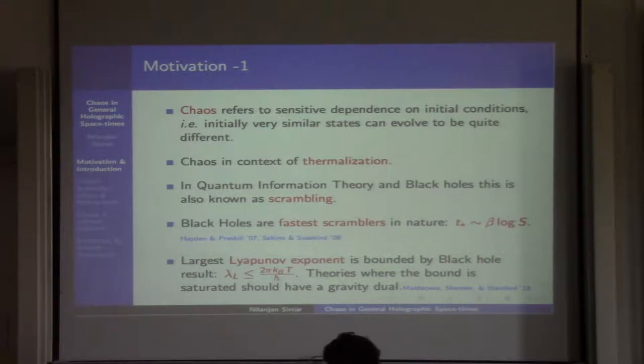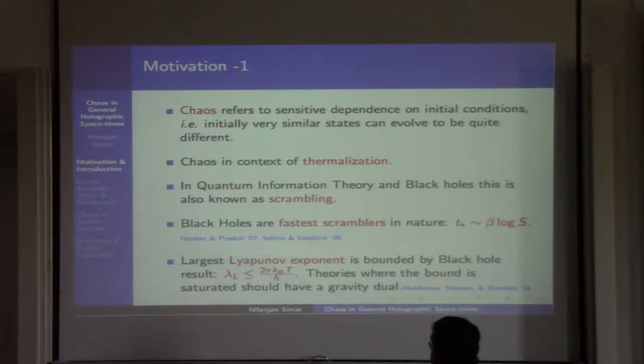There's another quantity called the Lyapunov exponent, which is a measure of how two close-by trajectories are deviating. I will give a more mathematical definition of it later. But this is a parameter in chaos theory which gives how much a trajectory deviates.